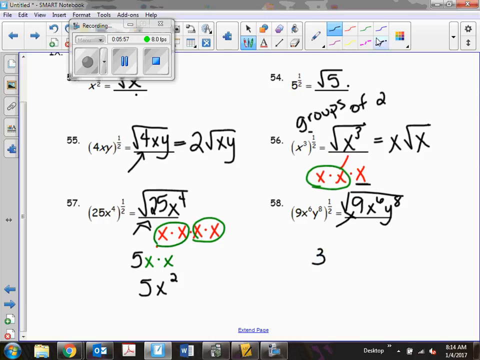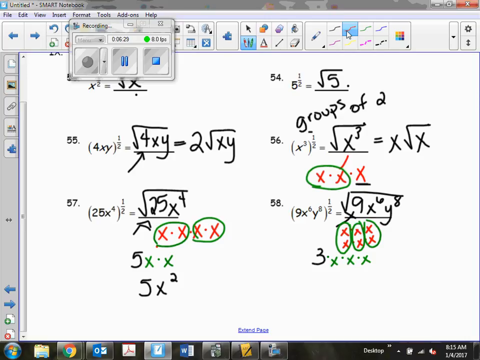Now, if we think about the x's, x to the 6th is saying x times x times x 6 times. And I am looking for groups of 2. I have a group of 2 here, a group of 2 here, and a group of 2 here. So I'm pulling out 3 groups here. That means I'm going to have 3 times x times x times x, because I'm pulling 3 x's out.